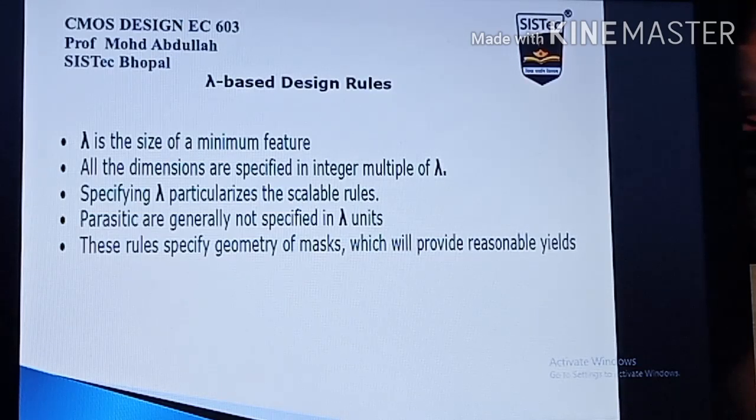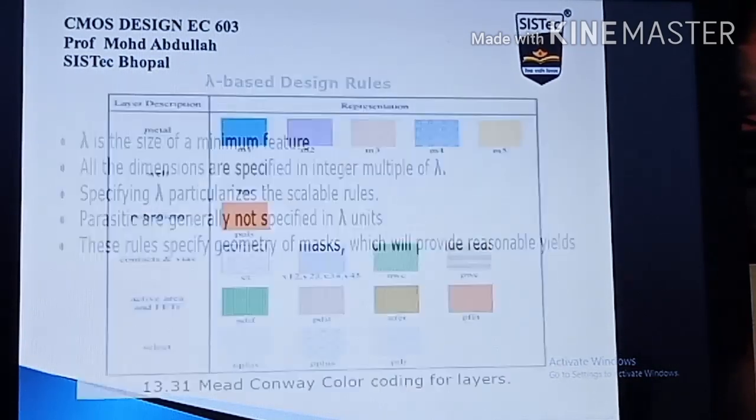Parasitics are generally not specified in Lambda units. Parasitic means the capacitance effect. The parasitic capacitance effect is generated when you have a P region and N region close together, and that cannot be calculated using Lambda units. But these rules specify the geometry of the mask which will provide reasonable yields.